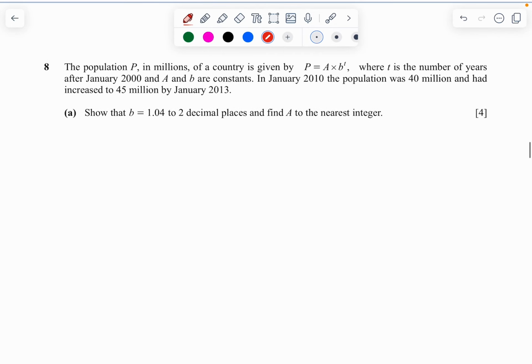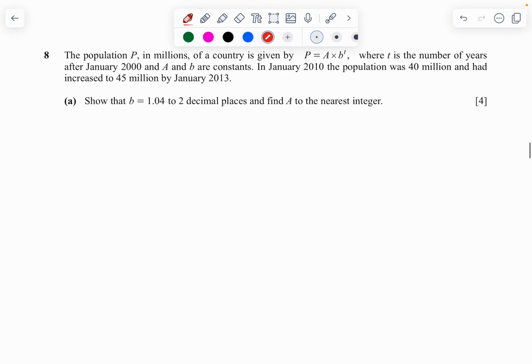Question number 8. The population P in millions of a country is given by P equals A times B to the power of T, where T is the number of years after January 2000 and A and B are constants. In January 2010, the population was 40 million and had increased to 49 million in January 2013. Show that B equals 1.04 to two decimal places and find A to the nearest integer.